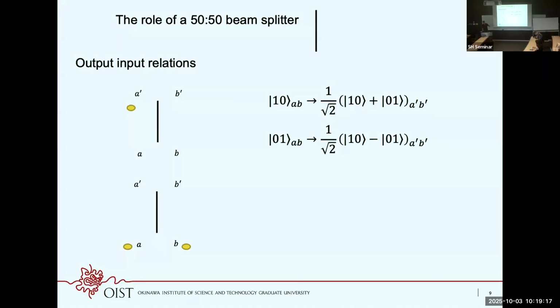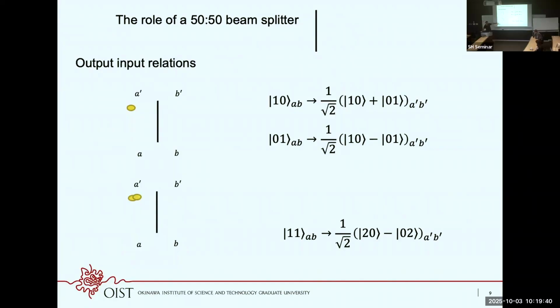And the other type of interaction that we will need is this one. When you have two photons, you never have the photons coming out one in each mode. Instead, either both will be reflected or both will be transmitted.